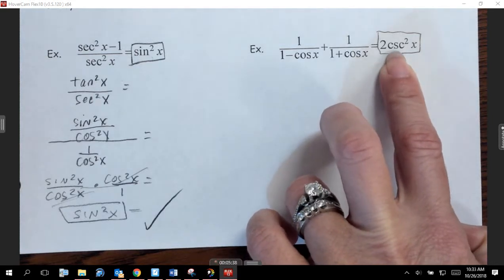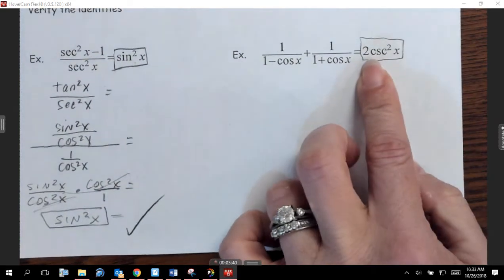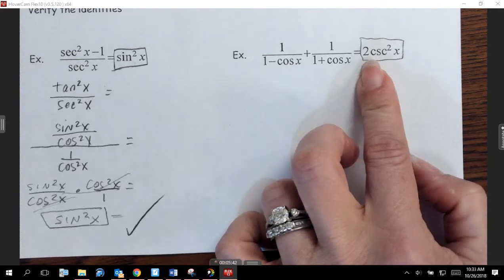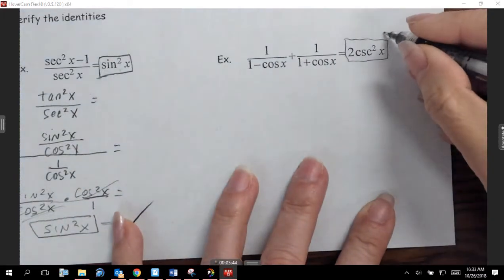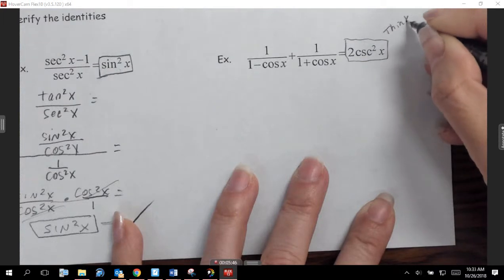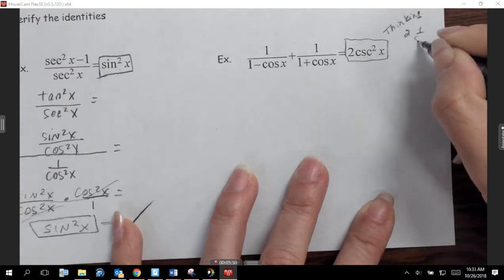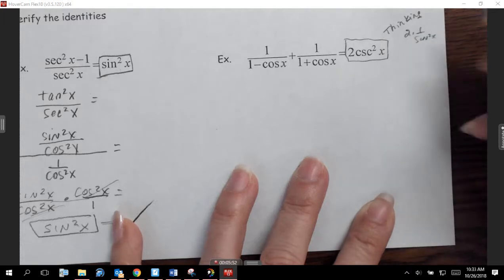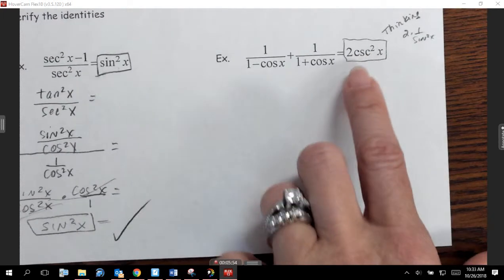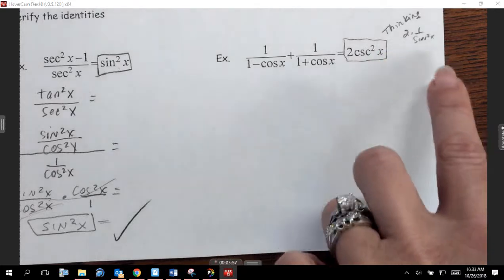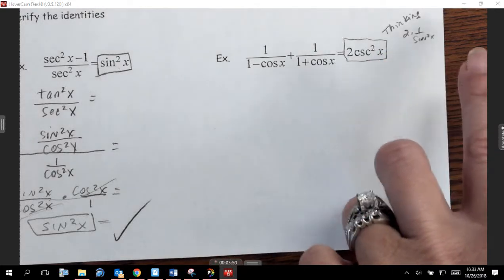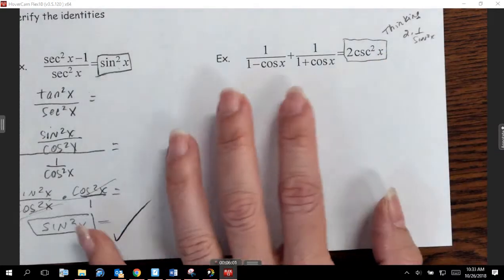Or it might be... What is cosecant? It's 1 over sine. So you could be thinking ahead, this is like 2 times 1 over sine squared x. You don't write that on this side, but you can think it. It might help you.